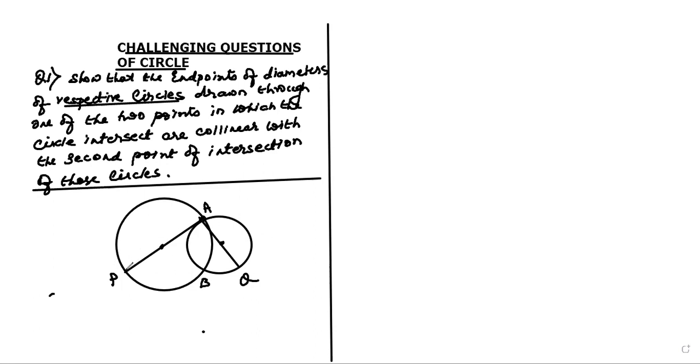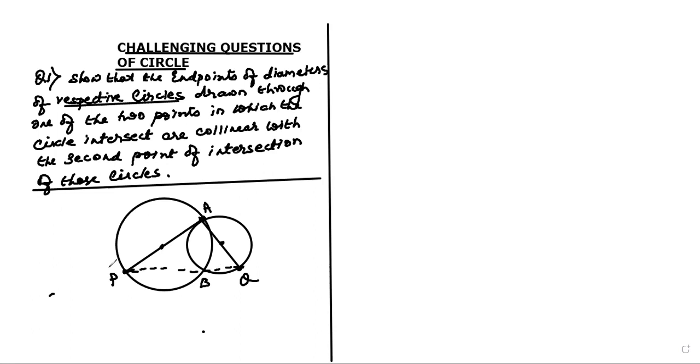Now, the other endpoints of the diameters are P and Q. You have to show they are collinear with the second point of intersection of the circles. You have to show these 3 points are collinear. Which 3 points, children? You have to show P, B, and Q are collinear.